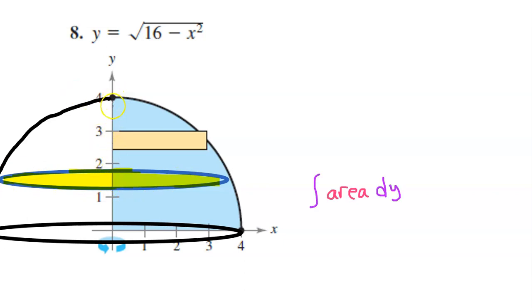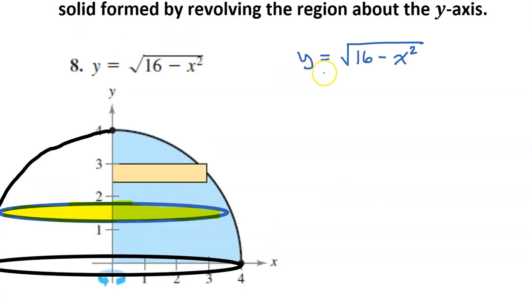Notice that these disks are stacked vertically, which means that ultimately we will find the volume by integrating with respect to y. For that reason, we need to rewrite the function in terms of y. So let's take the original equation and solve for x.